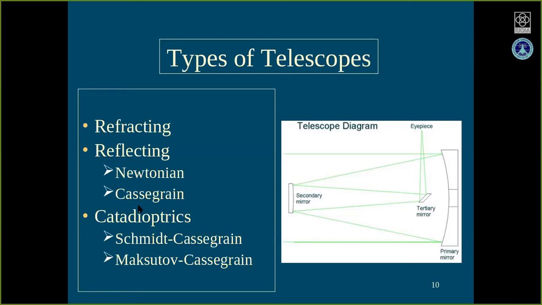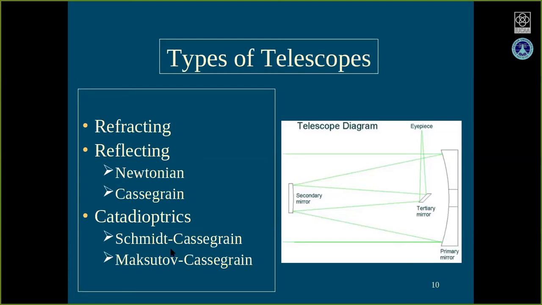We'll discuss those later on. And the third one is catadioptric. What is this catadioptric? Cata means two, and dioptric is coming from optics. So in a refracting telescope, we are using only one kind of optics, that is refracting optics. In a reflecting telescope, we are using only reflecting optics. But in a catadioptric, we will be using both reflecting optics as well as refracting optics. That means we will be using both lens and mirror.